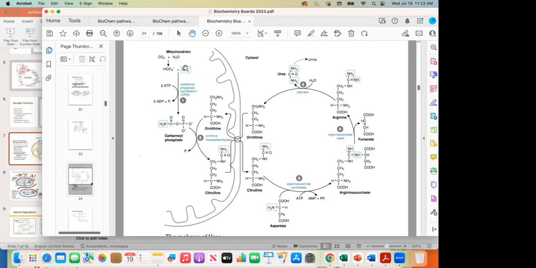Bicarb plus ammonia, NH4, will be combined together in this first step, which uses 2 molecules of energy, 2 ATPs. This is the high energy use step using carbamoyl phosphate synthetase 1. From this step, you have your carbamoyl phosphate. You are then going to combine that with ornithine, which you'll see is actually in the urea cycle. So this is a urea cycle. This is a cycle that's going to go round and round and round.